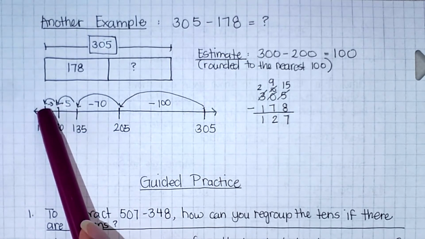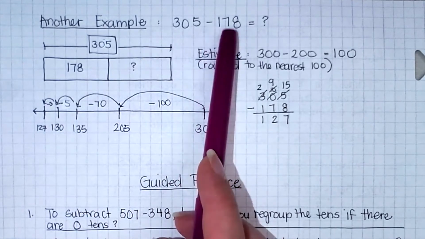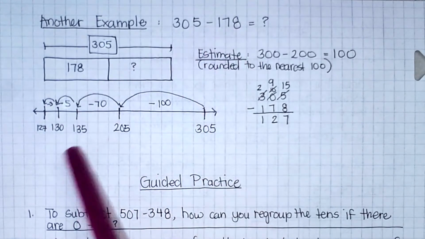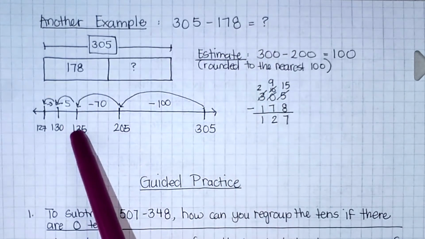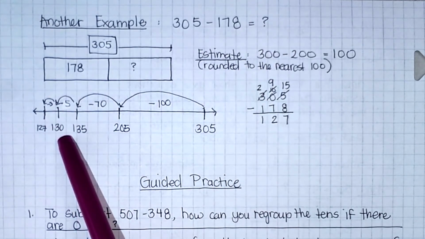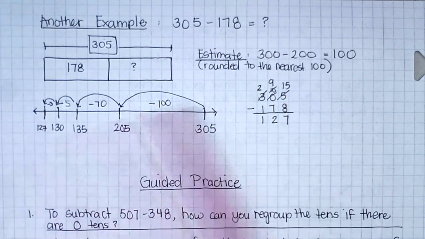So I broke it apart not just into 170 and 8. Since there was a 5 in that one's place, I took away 5 and then 3 to make the 8. So 135 minus 5 got me down to 130. 130 minus 3 got me down to 127.